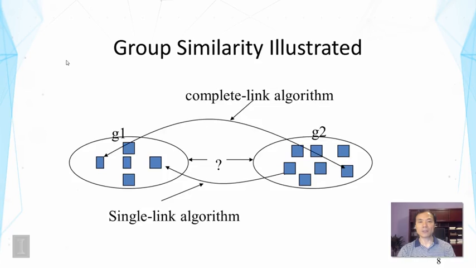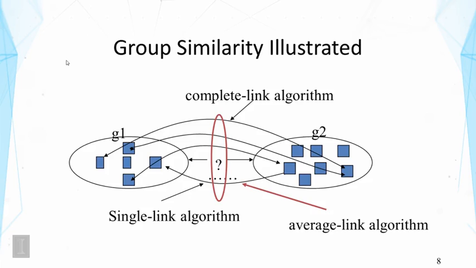The complete link, on the other hand, will be in some sense pessimistic, by taking the similarity of the 2 farthest pair as the similarity for the 2 groups. So we are going to make sure that if the 2 groups are having a high similarity, then every pair of the objects in the 2 groups will be ensured to have high similarity. Now, average link is in between, so it takes the average of all these pairs.